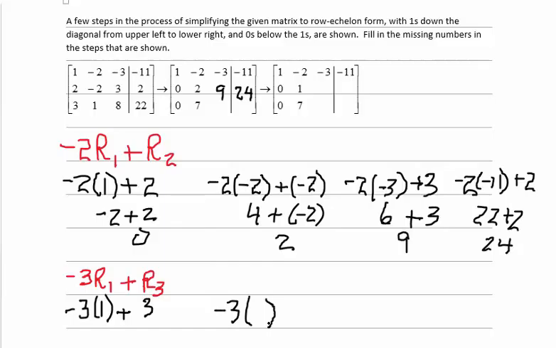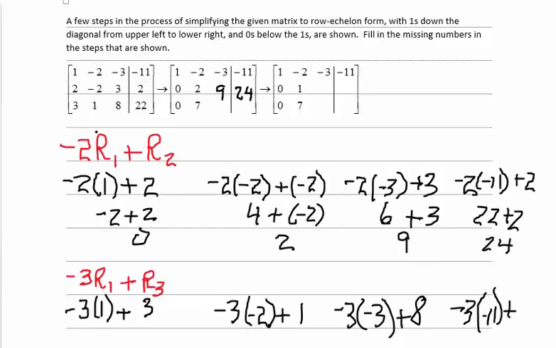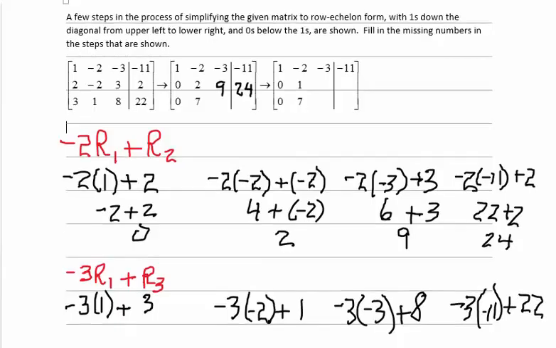-3 gets multiplied by the -2 that was in row 1 and added to the 1 that was in my original row 3. -3 gets multiplied by -3, and I add to that the 8 that was in my original row 3. -3 gets multiplied by -11, and I add to that the 22 that was in my original row 3.